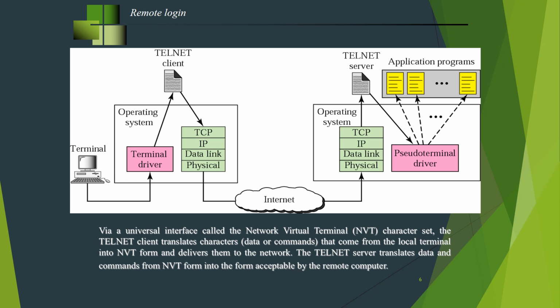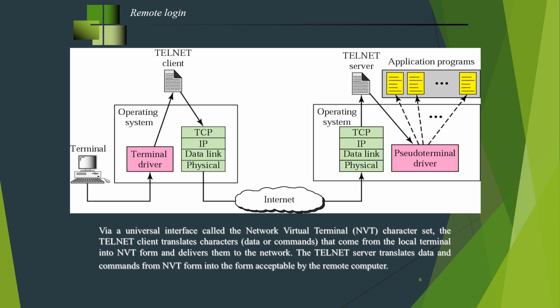A universal interface called the network virtual terminal, the NVT character set, is used. The telnet client translates the characters, data or commands that come from the local terminal into NVT form and delivers them to the network. The telnet server translates data and commands from NVT form into the form acceptable by the remote computer. This is the basic mechanism.